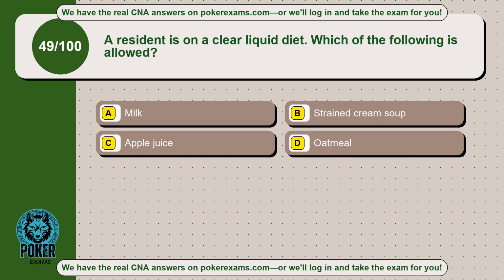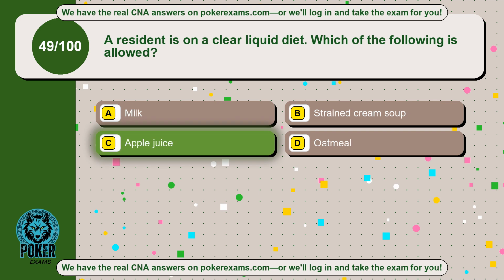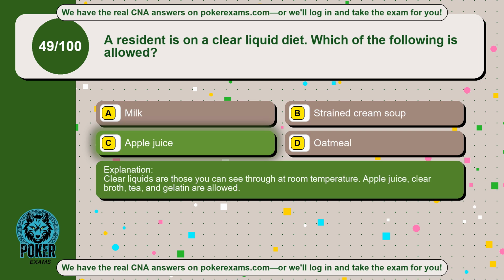Question 49. A resident is on a clear liquid diet. Which of the following is allowed? Option A. Milk. Option B. Strained cream soup. Option C. Apple juice. Option D. Oatmeal. The correct answer is option C. Apple juice. Clear liquids are those you can see through at room temperature. Apple juice, clear broth, tea, and gelatin are allowed.